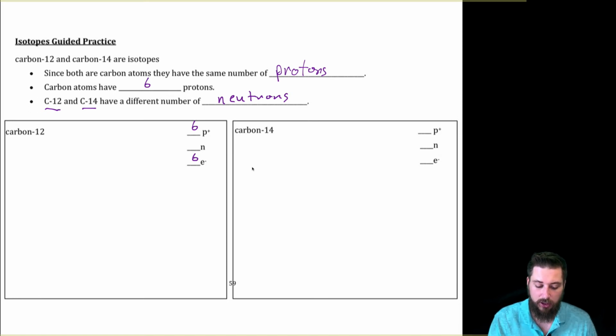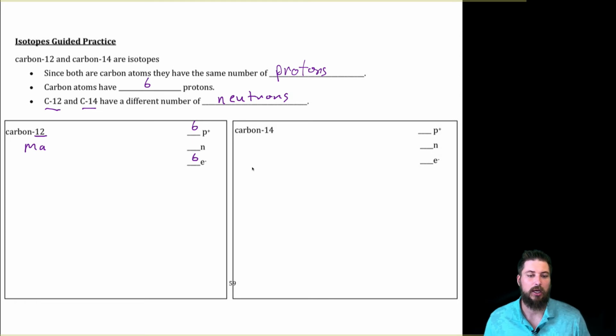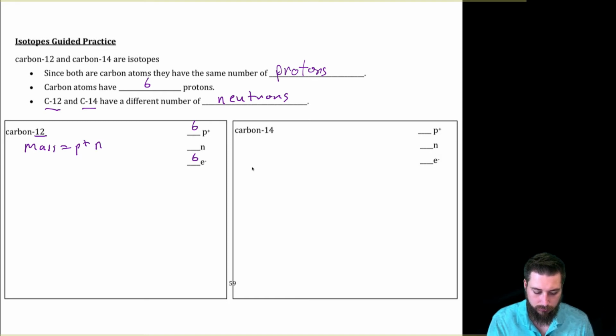Now, if carbon has a mass of 12, and we know that the mass is equal to the protons plus the neutrons, we can then just take our mass of 12. And we know that it has 6 protons, and so that means it must have 6 neutrons as well. So we can put 6 neutrons there.